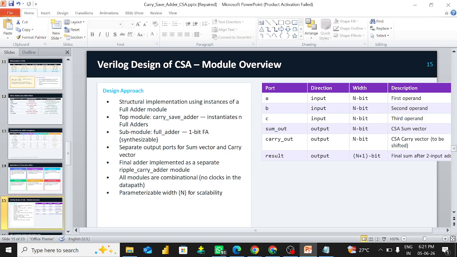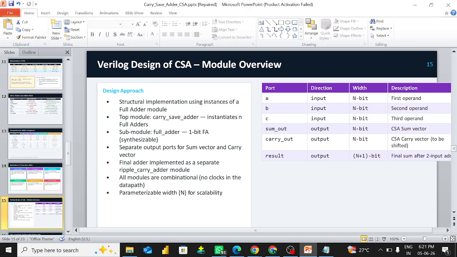So next, the Verilog design. The task is to create a Verilog design for the carry save adder and a testbench, give some test cases, take a screenshot of that and post it in the WhatsApp group. So that will be the task for today's class.